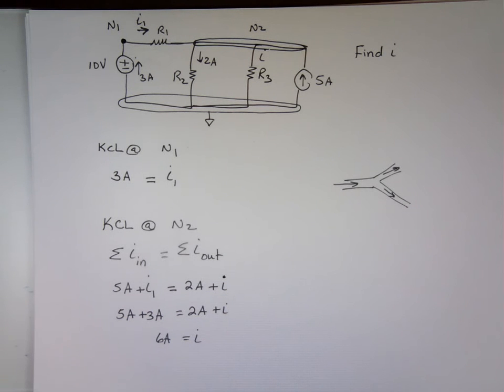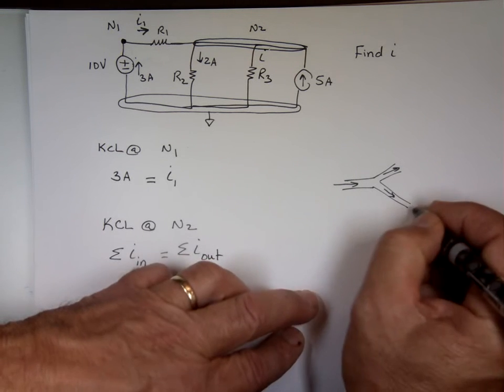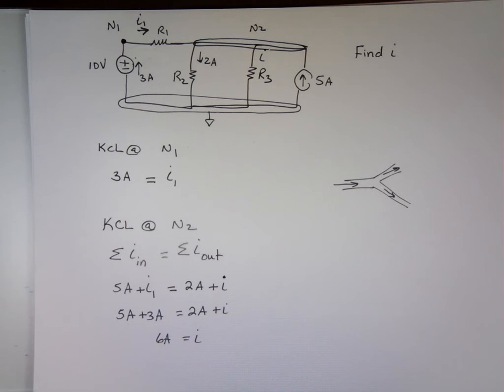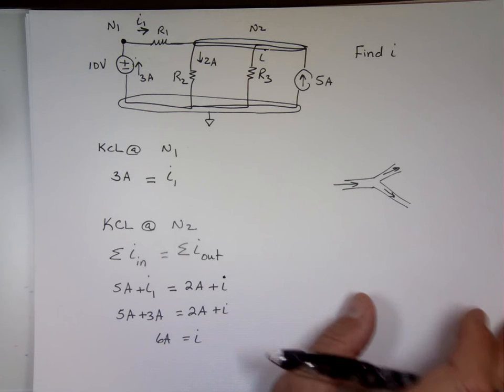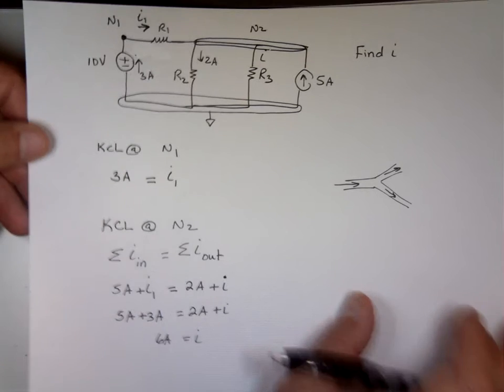Current is the same thing. The only difference between water and current: if you put a hole in the hose there, what will happen to the water? The water comes out. If you take a wire and cut it, there is no current dripping down. Nothing goes through it. That's the only difference. So this is Kirchhoff's current law.